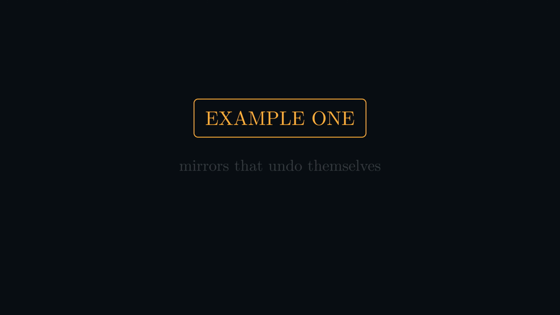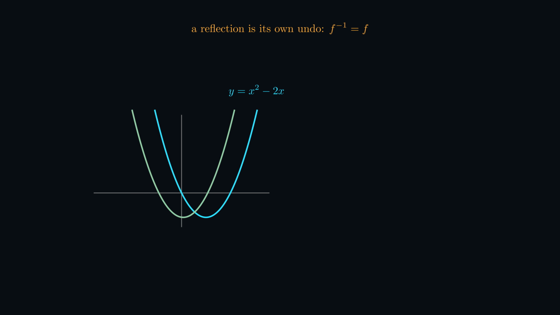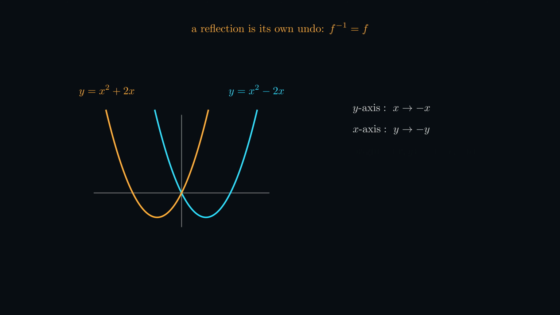Now let the rule run. First, reflections. A reflection has a lovely property. Do it twice and you are home. Folding across the same mirror twice changes nothing. So a reflection is its own undo, and our rule becomes effortless, because pulling back is the same as pushing forward.